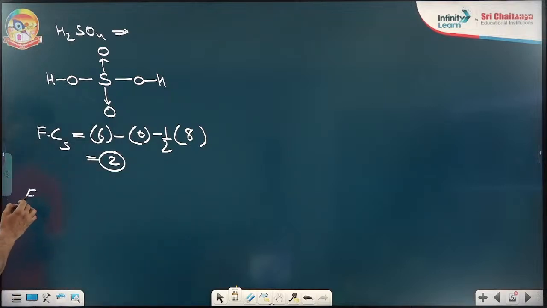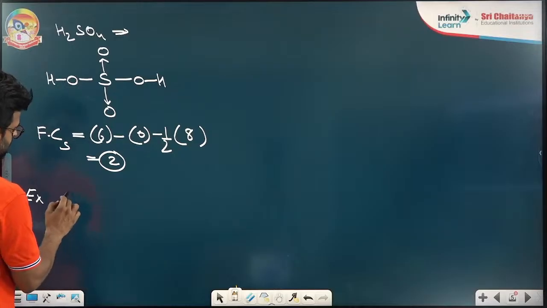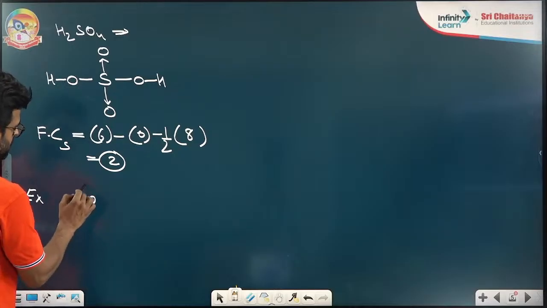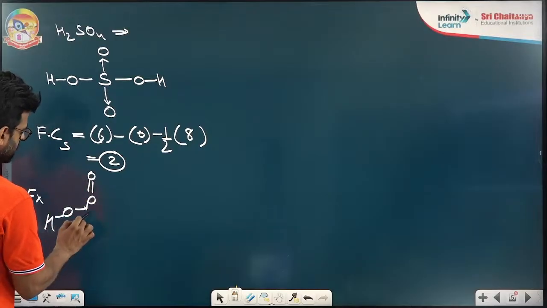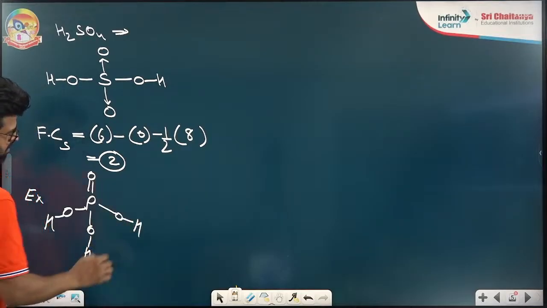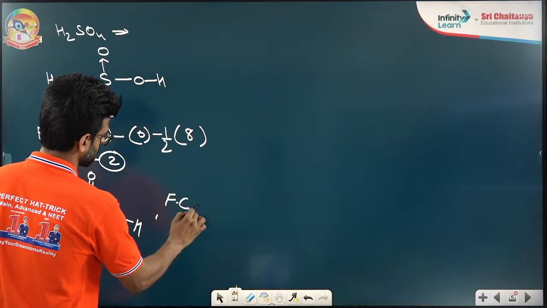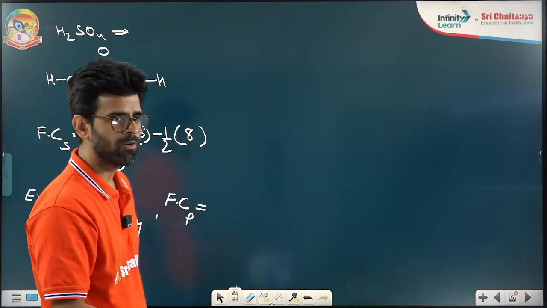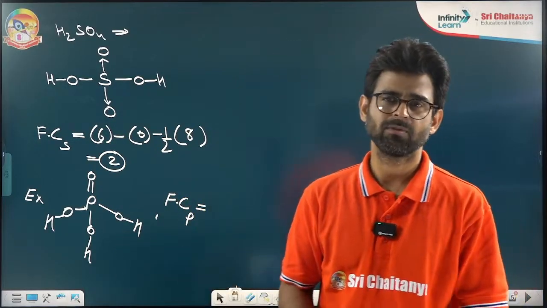Here I am taking this one. We have H3PO4. So find, for phosphorus, the formal charge. Apply the simple formula and find the formal charge for phosphorus. Just the formula revision. Tell me, what's coming? Formal charge for phosphorus.